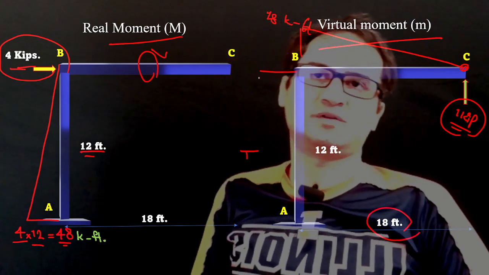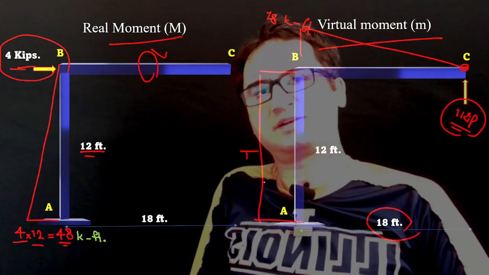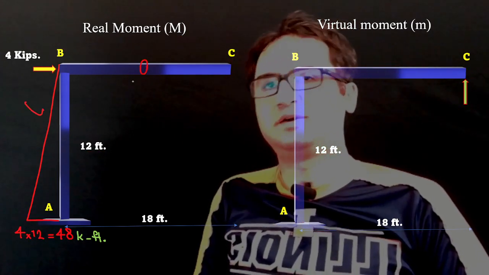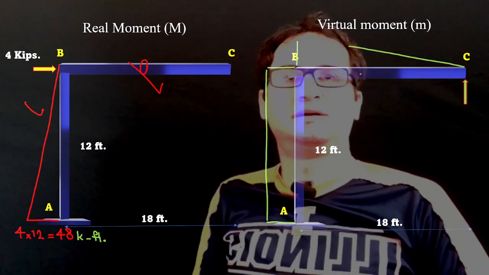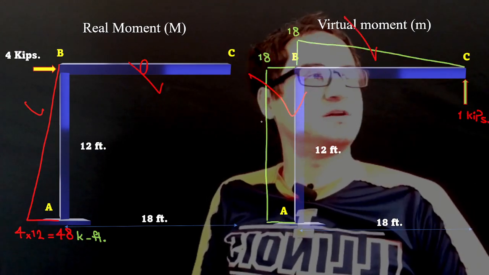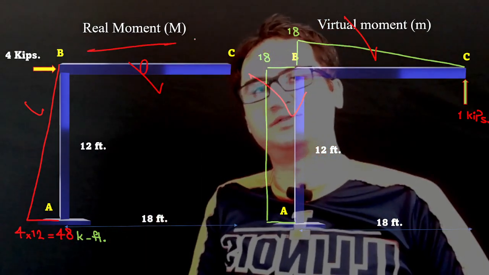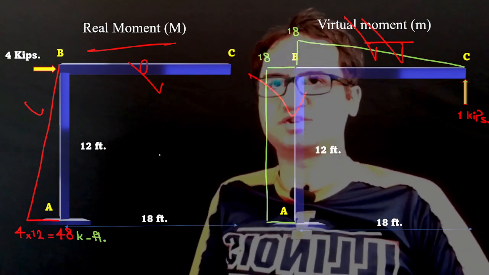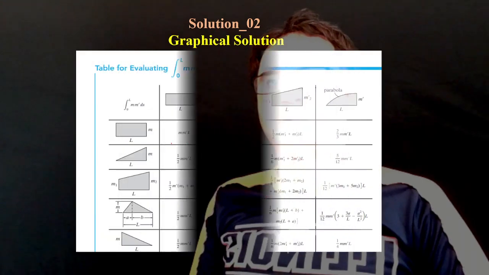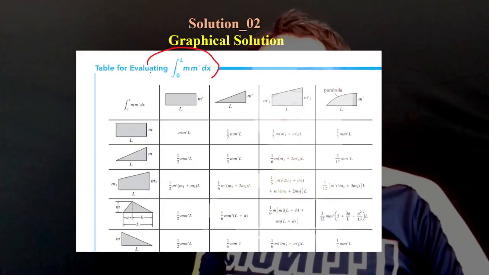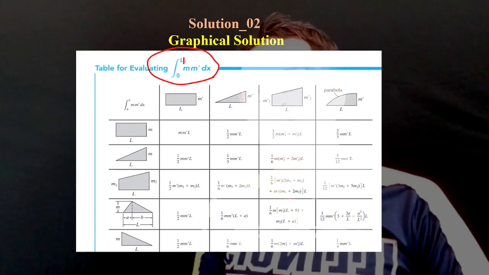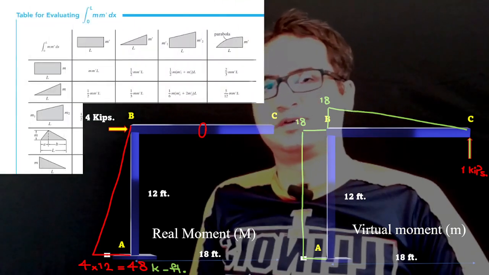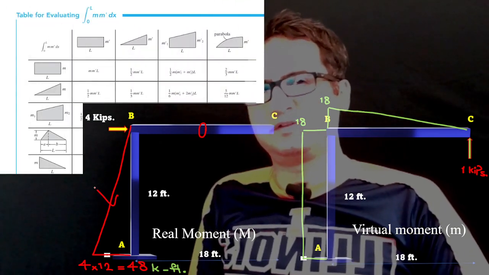With the same amount of force, it's just like a rectangle that goes all the way down. If you draw both moment diagrams, it gives us a 0 here, a triangle here, and a rectangle in the vertical component, both in real moment and virtual moment, because we are applying the force method. As soon as we have this, we can jump to the table for calculation of small m times capital M.